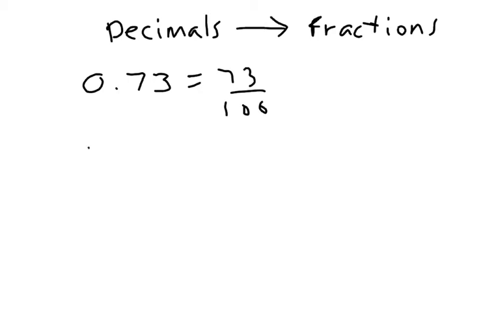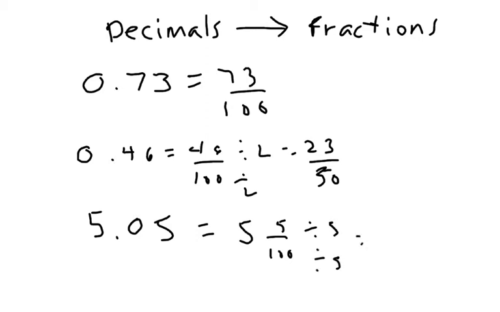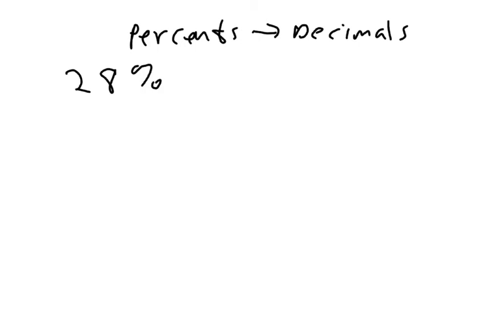Or if I have 46 hundredths, I'd write 46 over 100, which is not lowest terms. I can divide both numerator and denominator by 2 and get 23 50ths, which is lowest terms. If I have a number in the ones place, and we'll make it 5 and 5 hundredths, then I can divide both numerator and denominator by 5 and get 5 and 1/20th. So that's how you can work changing a decimal to a fraction.